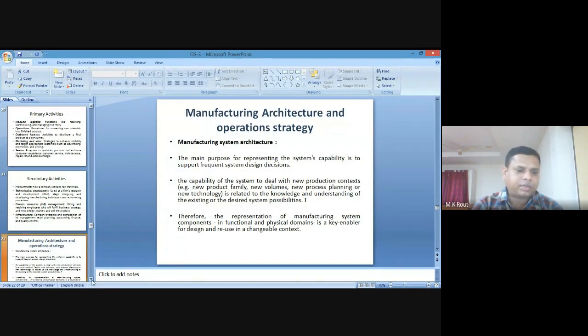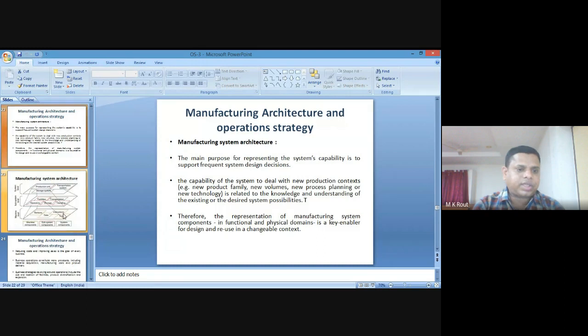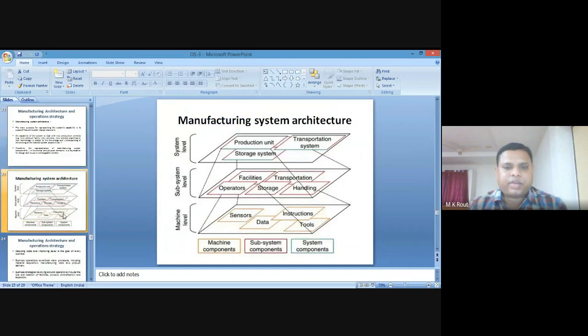Moving to the next part. So basically, what happens in your manufacturing system architectures? Every company has a manufacturing system. If you think about the system levels, the system level consists of a production unit, a storage system, and the next part, a transportation system. I'm talking about manufacturing systems. So at the system level, they have a production unit, a storage system, and a transportation system.